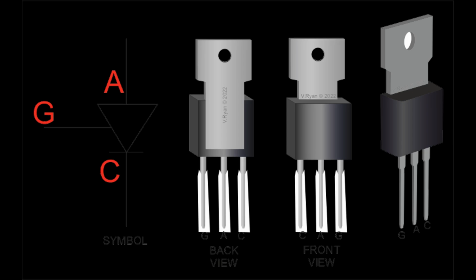Advantages: bidirectional switching, simplifies circuit design for AC applications by allowing control of current flow in both directions with a single device. Compact design, combines the functionality of 2 SCRs into a single component, reducing the need for additional components. Cost-effective, provides an economical solution for controlling AC power in various applications.